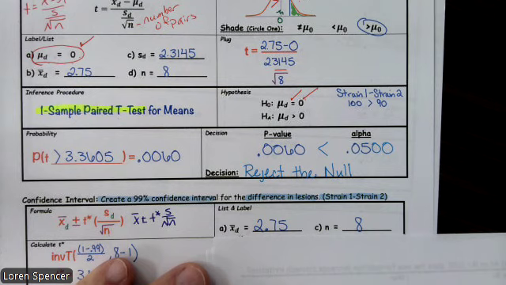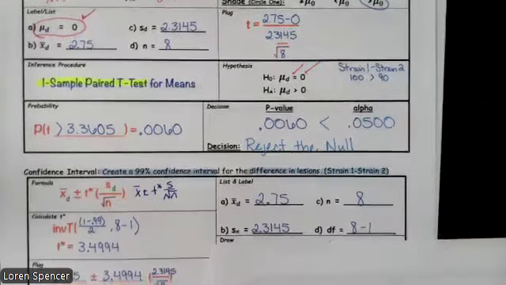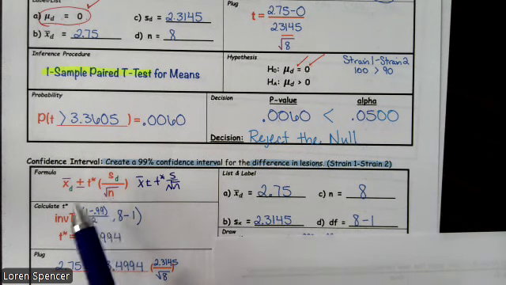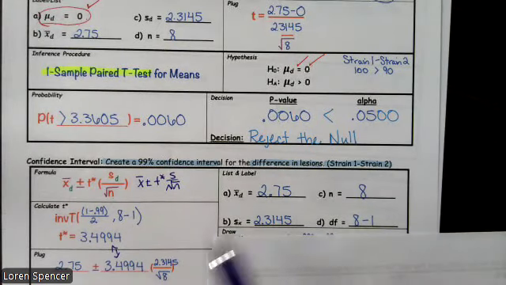So there's our list of information. We already had that from up above. Now that we have that, we can go ahead and plug that in. And so when we plug in 2.75 for our X bar, it goes here. Right here, we have our T star and our standard deviation of the sample, 2.3145, and the square root of 8.